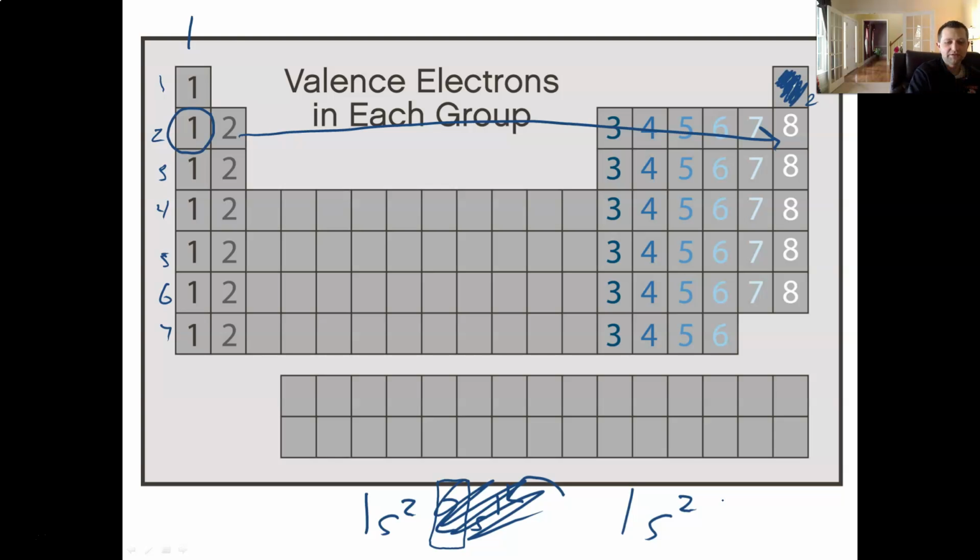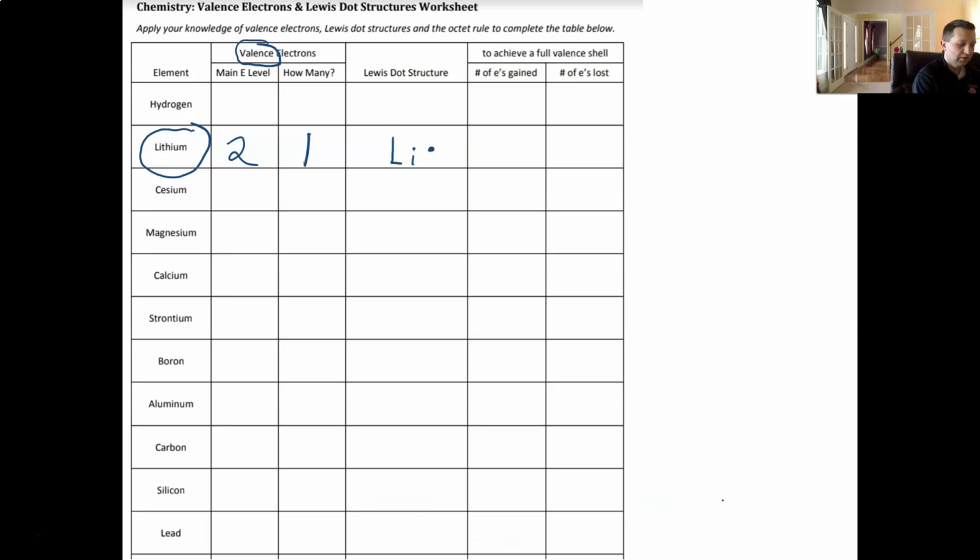That's helium's electron configuration. So number of electrons gained, not going to happen. Number of electrons lost, 1. Okay, let's do magnesium.